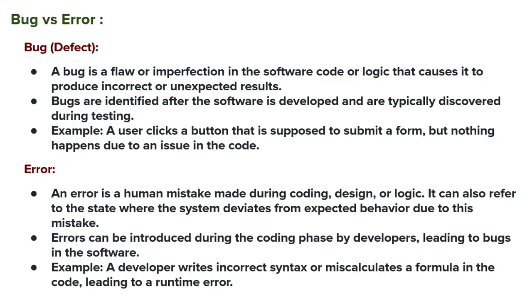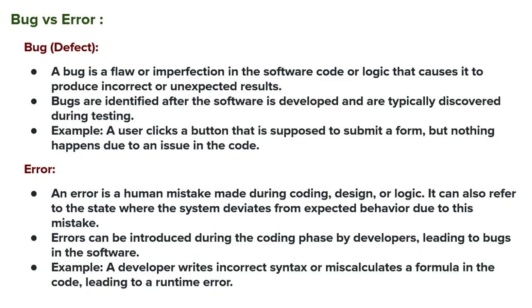And there is some difference between bug and error. So what exactly is the difference between bug and error? Both are not the same thing. Though they sound similar, they are different things. A bug or defect is a flaw or imperfection in the software code or logic that causes it to produce incorrect output which is not as per the requirement. And bugs are identified after the software is developed and are typically discovered during test execution.